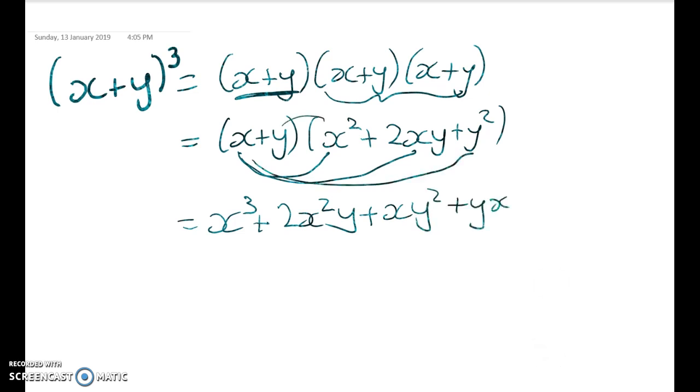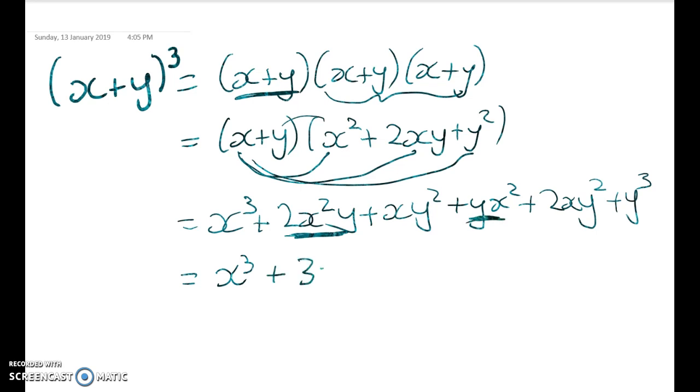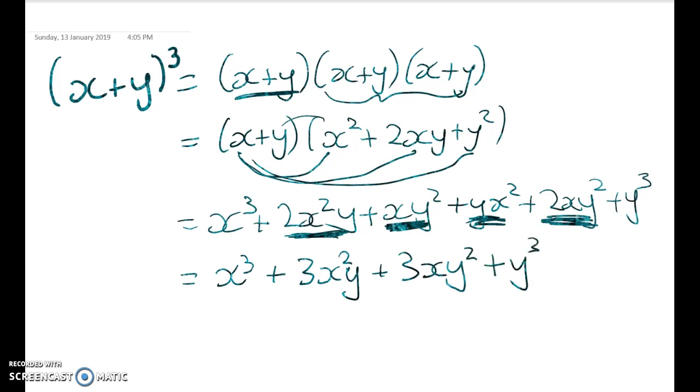So altogether we get 6 terms, and then we can combine some like terms: 2xy² plus y³. So when we work like this, we're not really thinking in a binomial theorem way. What we're doing is we're just looking for our like terms, and we see that we've got 2x²y plus another x²y gives me 3x²y. Here we've got an xy² and a 2xy², so we get 3xy² plus a y³.